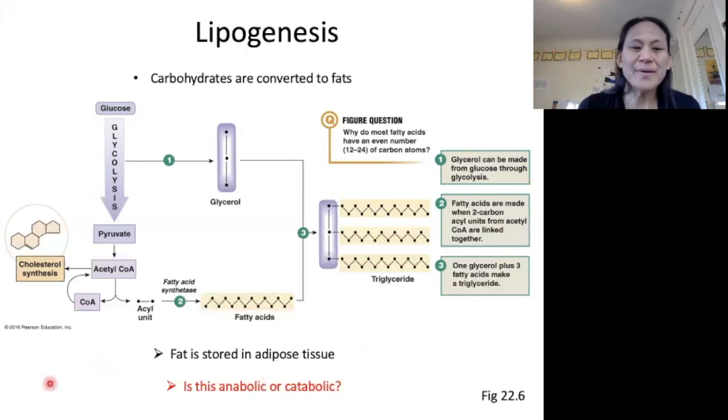Quick question for you. Is this process anabolic or catabolic? Take a quick look, think about that for a second. Okay, so hopefully you figured out that it's anabolic. We are taking smaller molecules and building them into larger molecules.